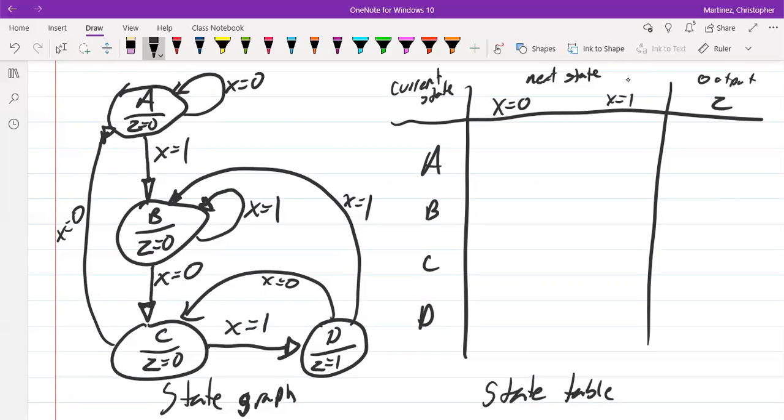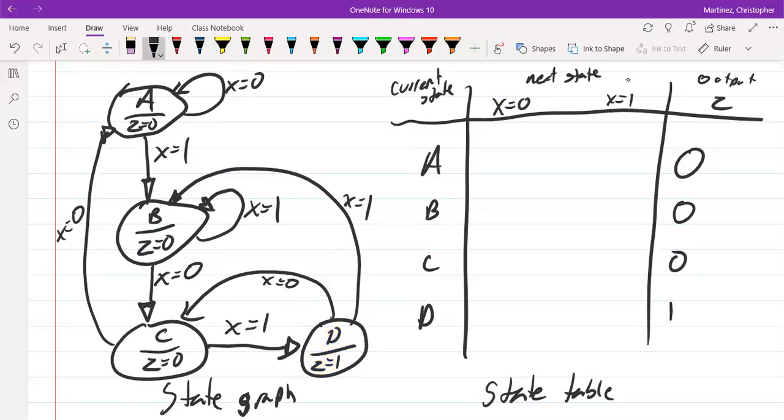Let's figure out our output. How do we figure out our output? We look at the state. Here we say Z is a 0. So we know for A, Z is 0. We look at B. B is also a 0. C is also a 0. And then we look at D. And on D, we see we have a 1. All right, so that's how we get our outputs.